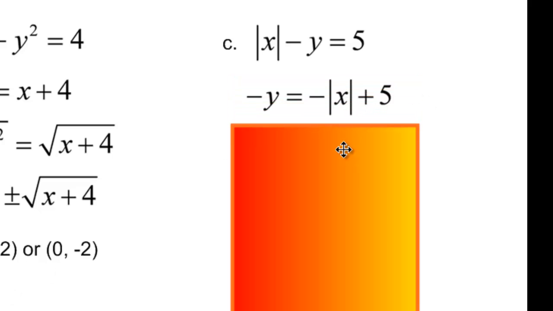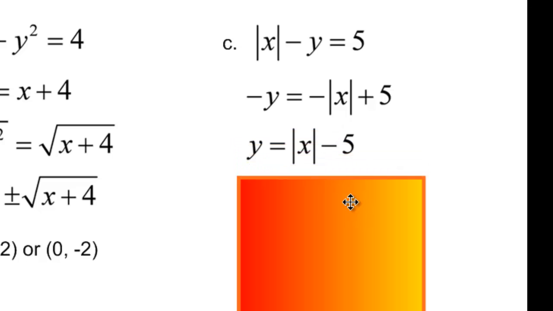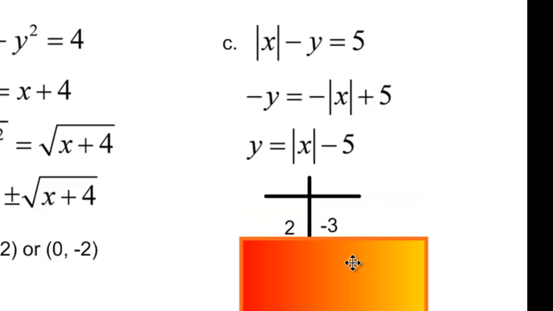Part C, the absolute value of x minus y equals 5. So I am going to subtract absolute value of x from both sides. Then I'm going to divide each side by negative 1, yielding y equals the absolute value of x minus 5. And this one you have to think through. And I think the easiest way to think through it is maybe just through a table. If I input the number 2, the absolute value of 2 is 2, minus 5 gives you negative 3. That's only one output. Life is good.